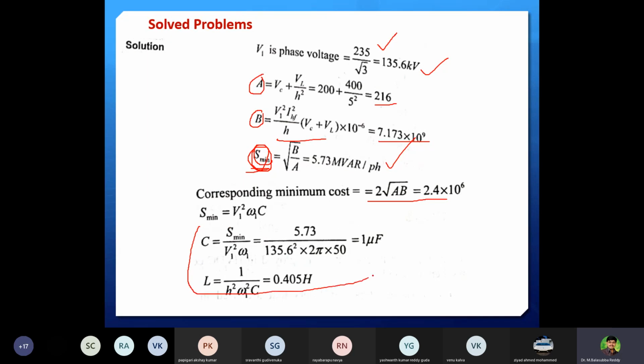The design part is L and C, which are required. They mention the components of the tuned filter for the fifth order harmonic, where C is equal to H minimum by V1 square omega 1, and L is equal to this formula. We use 1 microfarad for C, and L is 0.405. So these are our components C and L. Now R depends on cost also; the resistor value is very small and you can even neglect it, but you can add the cost term for the resistor. So this is one important problem, the design of the filter.